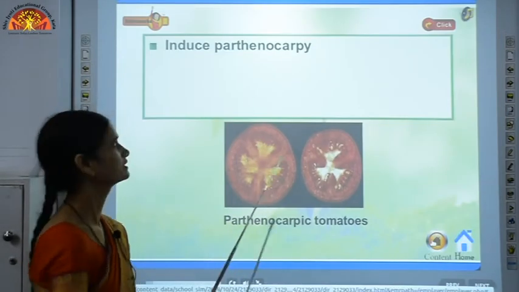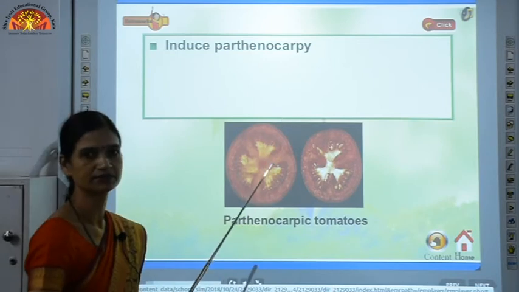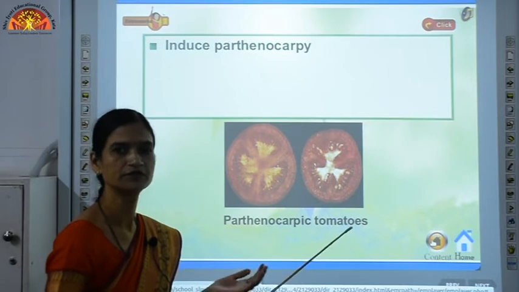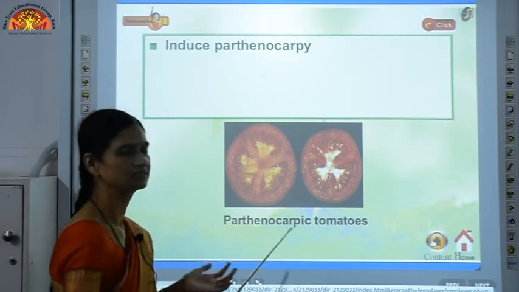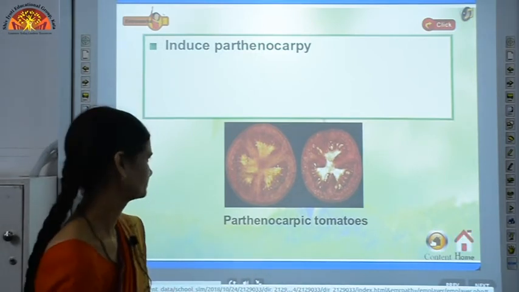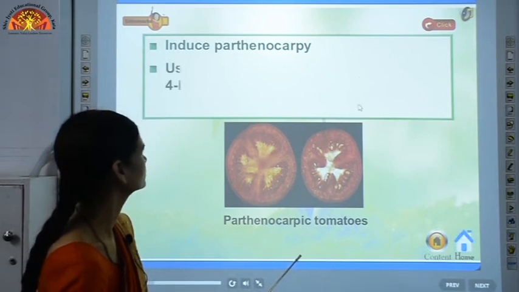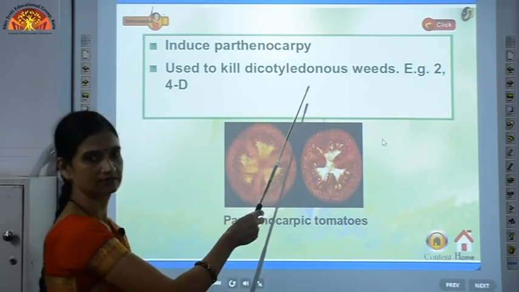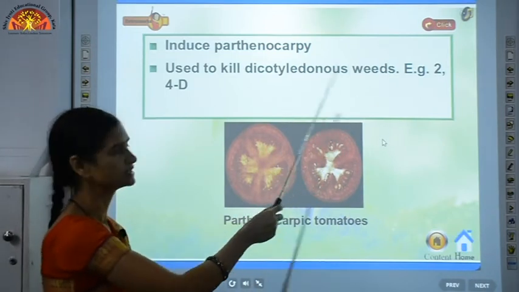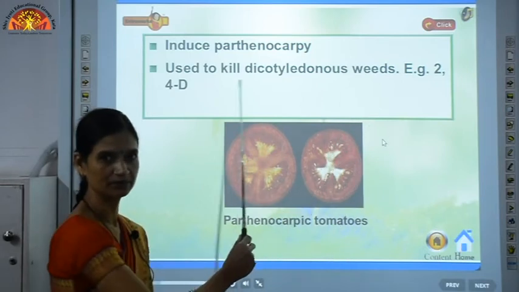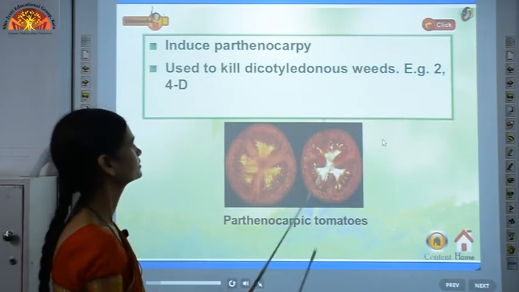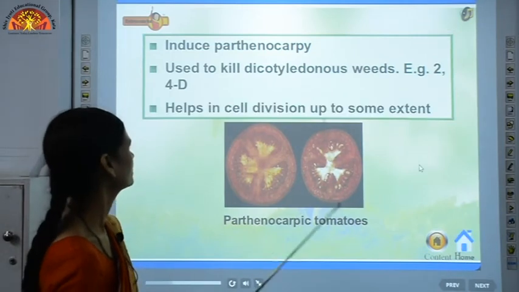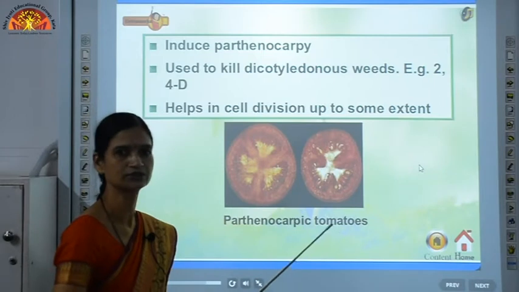One of the functions is that auxin induces parthenocarpy. Now you have already studied about parthenocarpy, means the production of fruit without fertilization. That means no seeds will be produced in the fruit. So these are examples of parthenocarpic fruit, and it can also be used as dicotyledonous weedicides. Weedicides के form में भी हम इसको, जैसे अभी मैंने example आपको बताया था 2,4-D. It can be used to kill dicotyledonous weeds which are harmful for the plants and they help in cell division to some extent.